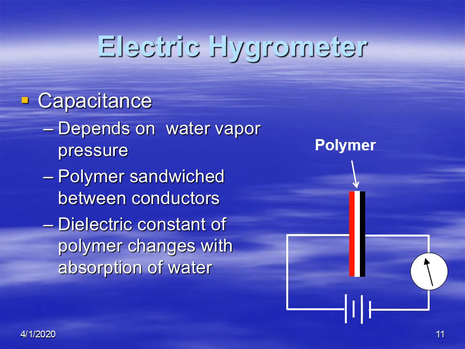So what we do is we put a polymer between those two plates, something that will absorb or adsorb water vapor. So the polymer will attract water vapor depending upon the amount of water vapor in the atmosphere. In other words, the water vapor pressure that's in the atmosphere. And that polymer will result in a change in the capacitance based upon how much water vapor it's able to absorb.